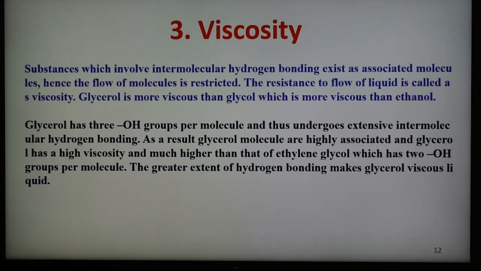So viscosity is also affected by the presence of hydrogen bonding. There are three properties: melting and boiling point, solubility in water, and viscosity. All these physical properties are affected by the presence of hydrogen bonding as compared to compounds which do not form hydrogen bonding. So here we have completed this part on hydrogen bonding, where we have discussed what a hydrogen bond is, examples of hydrogen bonding, types of hydrogen bonding, examples of types of hydrogen bonding, and the effect of hydrogen bonding on the properties of the compounds.